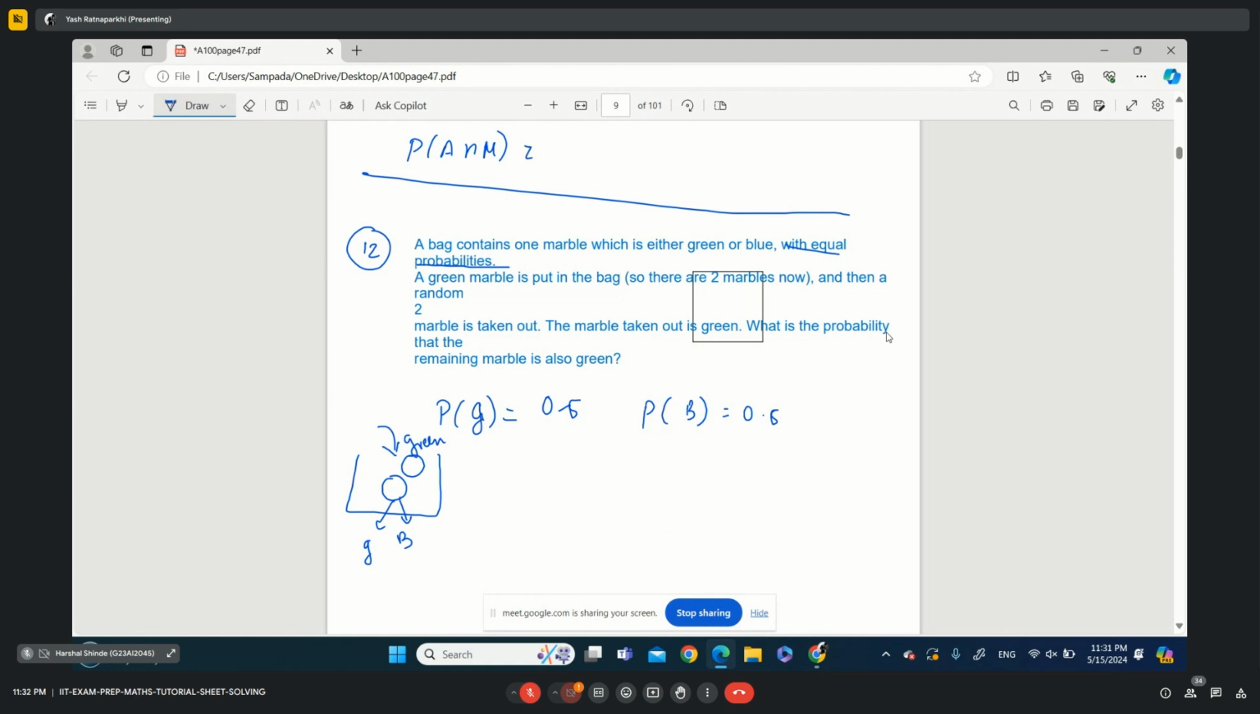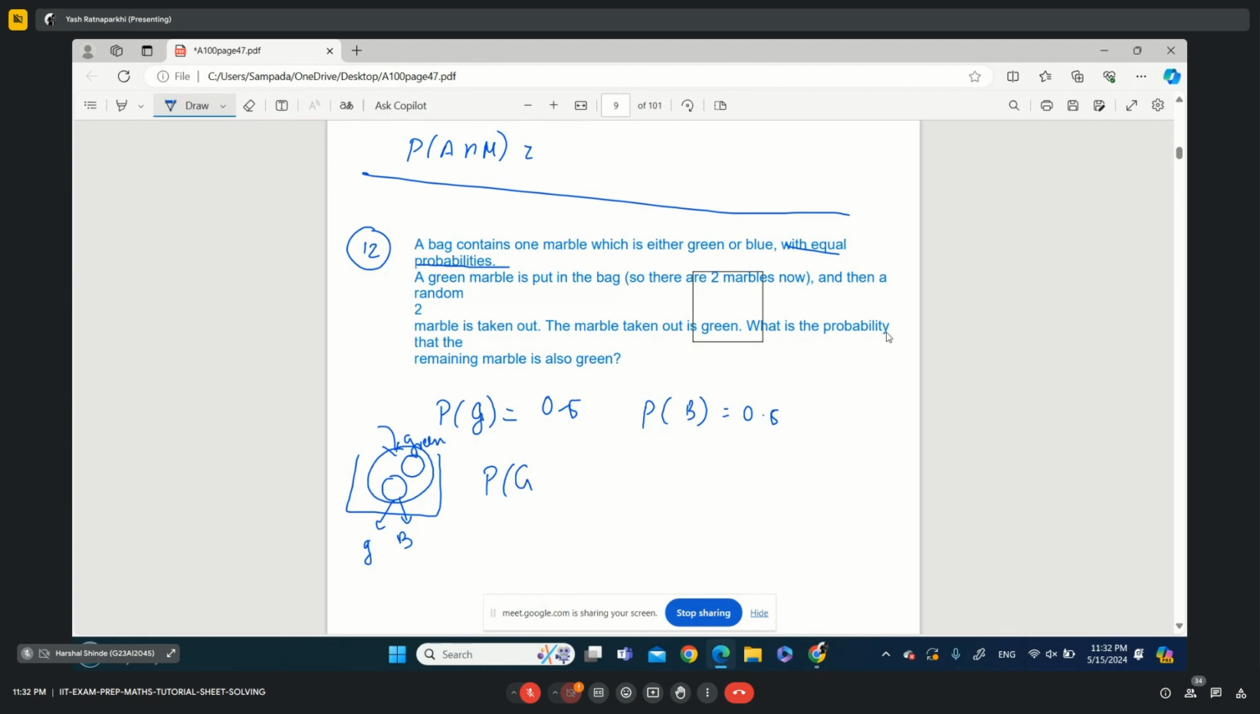So how many balls do we have now? We have two balls. One is green for sure, the other may be green, may be blue. So it's asked that the marble taken out is green. What is the probability that the remaining marble is also green? That means that after I put these two balls, if I pick a ball and definitely it is green, capital G I am writing for 100% green probability.